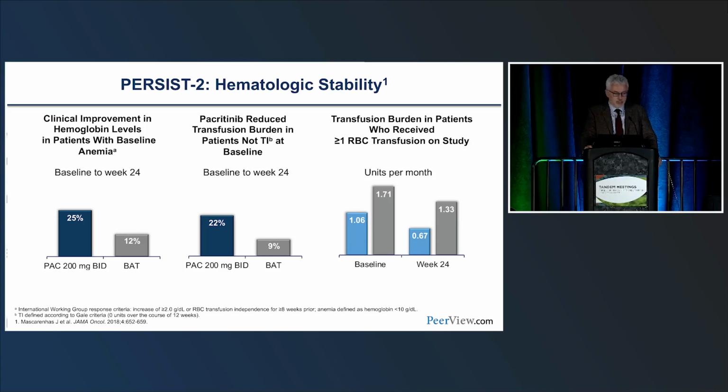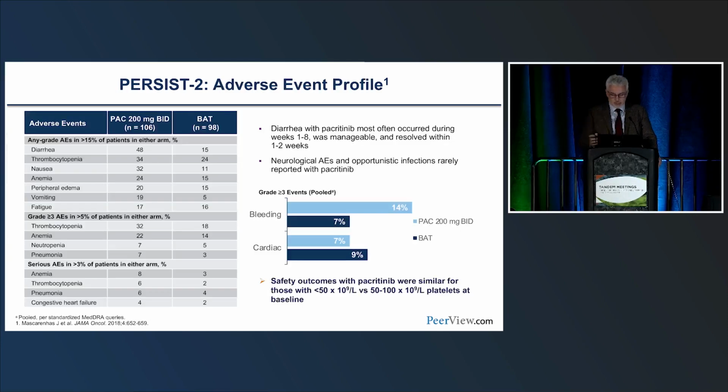The middle shows a reduction in the transfusion burden. And finally, on the right side, transfusion burden in patients who received more than one transfusion on a study. This is the number of transfusions decreasing, in light blue color, on therapy with pacritinib. So it definitely does not appear to be myelosuppressive, and potential exists for some patients to improve red blood cell count.